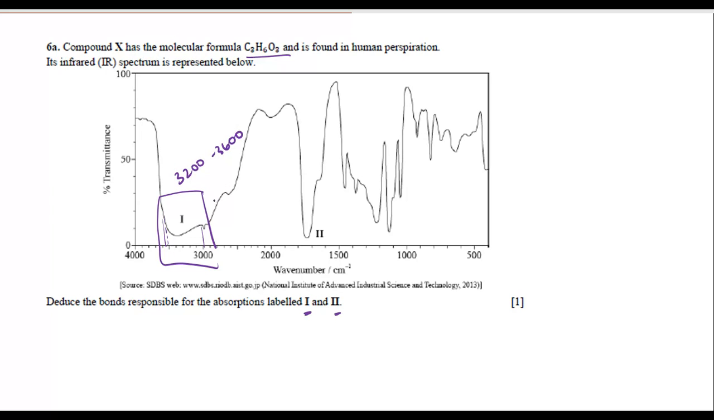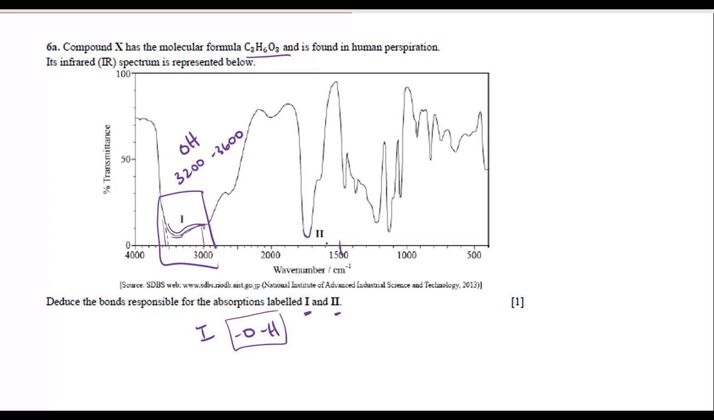And that's a good match for where this guy is sitting. And so 1 is going to be an OH. So this is my bond responsible for the absorption at Roman numeral 1. 2, it's a little narrower, which sometimes makes it easier to match to the graph.